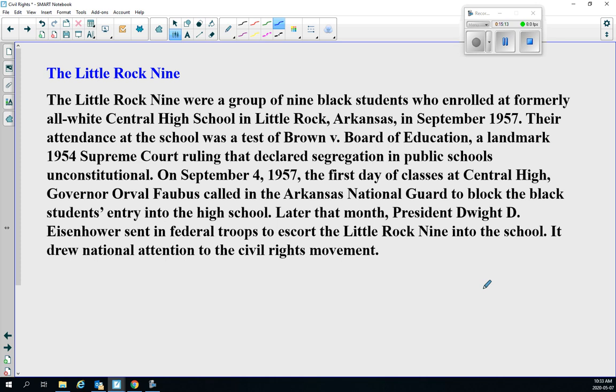And so in 1957, the Little Rock Nine attempted to enroll at what used to be the all-white high school, and the governor actually sent in the National Guard to block the kids from getting into the school. Later on that month, federal troops were sent to escort the kids into the school, and it got a lot of attention nationwide. It was on the news, it was in the newspapers, and just brought the civil rights movement again to the forefront in America. You've probably heard of the Little Rock Nine before, and that's what that event is about.